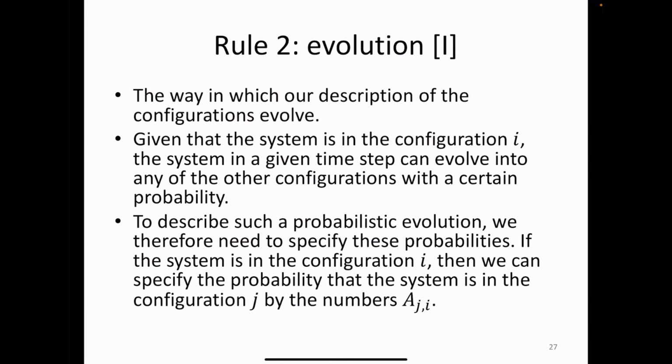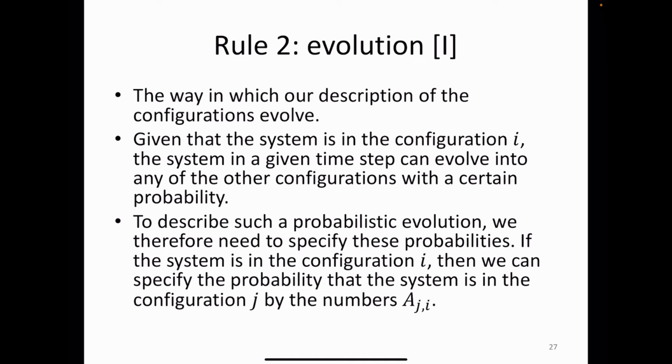Now we look at the evolution. After being able to describe the system, we look at how it evolves over time. So the way in which our description evolves requires this. Given that the system is in a configuration i, so one of the specific basis configurations that we looked at before, the system in a given time step can evolve into any of the other configurations with a certain probability. And to describe such a probabilistic evolution, we need to specify these probabilities.